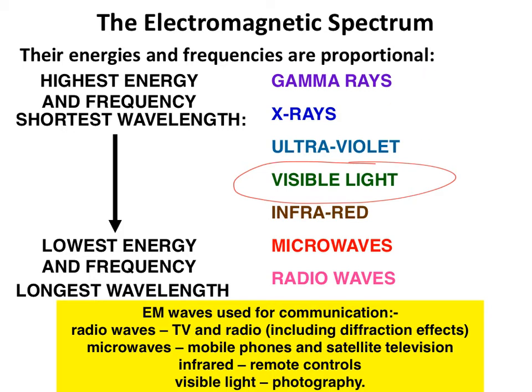You also need to be aware that EM waves can be used for communication, where radio waves are used in TV and radio signals. Microwaves are used in mobile phones and satellite TV. Infrared radiation is used in remote controls, and visible light is used in photography.